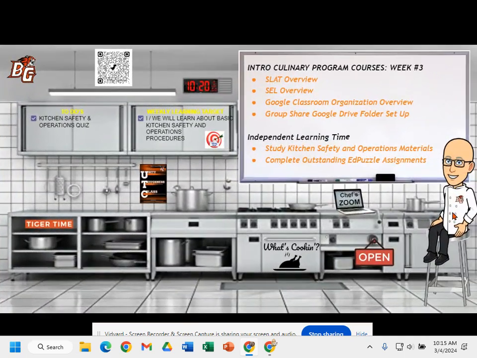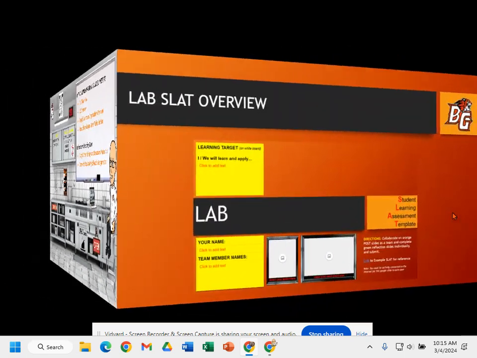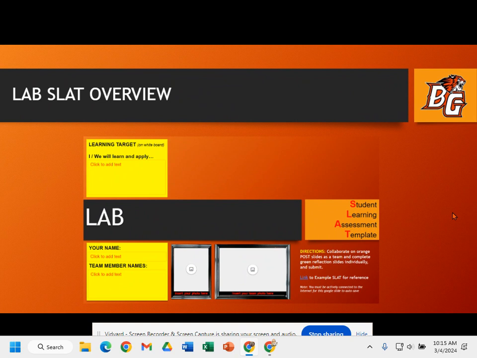Let's jump on into the SLAT and what it looks like. So the first page of the SLAT you'll see, and this is going to be in every one of your assignments that are labs. Okay, so you have assignments that are quizzes from Ruby, and you have assignments that are lab assignments in Google Classroom. This is where you'll see the lab SLAT. So both the Ruby and lab SLATs have this template there, but they're formatted a little bit differently. Here, I'm going to concentrate on just the lab SLAT overview. So we're just doing the lab SLAT right now.